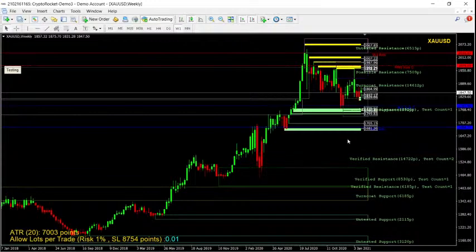This is gold, just still flagging out. It looks like it's starting to reaccumulate. We got a higher low here. We're still getting lower highs. We haven't got a higher high yet, but we do have a higher low. So that's a change in momentum. So something to keep an eye on.